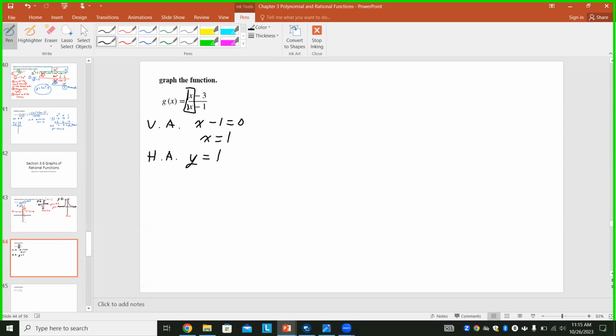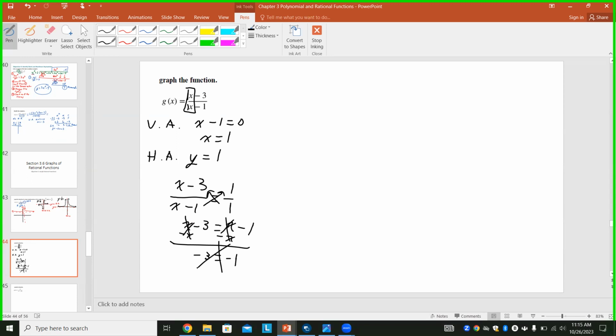However, you do need to make sure if there are any points where it crosses the horizontal asymptote. So I'm going to take my x minus 3 over x minus 1 and set it equal to 1 over 1, and cross multiply. 1 times x minus 3 is x minus 3. 1 times x minus 1 is x minus 1. If I subtract x's on both sides, I see that -3 equals -1, which is not true. So it does not cross the horizontal asymptote. So you do want to check that.